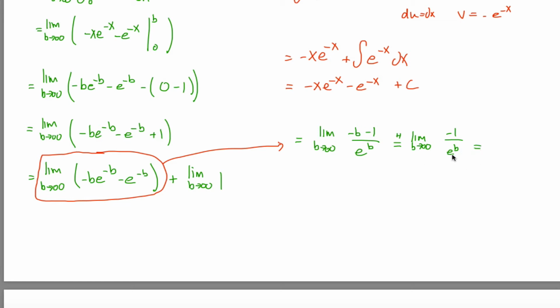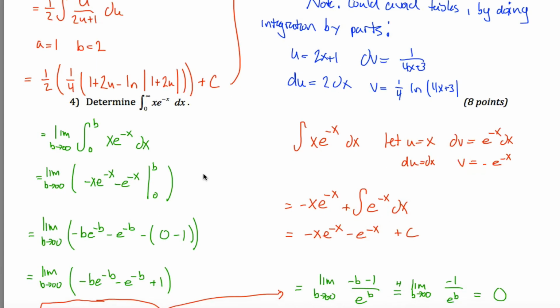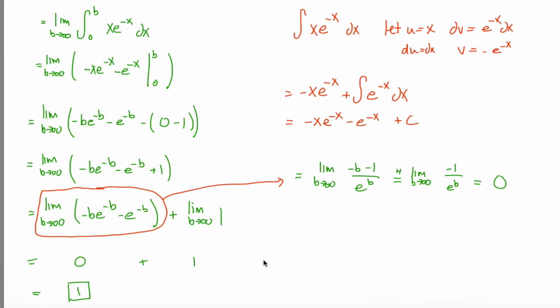And this limit I can evaluate because this is negative 1 over big, in other words 0. As b gets really, really large, e to the b gets really, really large, and negative 1 over something really large is 0. So what I end up with here is 0 plus 1, all that just to figure out that the answer is just 1. Kind of crazy that that answer is 1, but whatever.